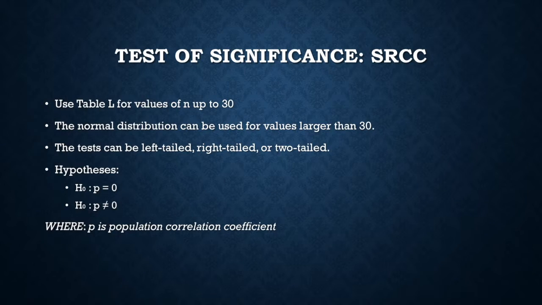Looking at the test of significance for the SRCC, we can use Table L for values of n up to 30, and the normal distribution can be used for values larger than 30. The test can be left-tailed, right-tailed, or two-tailed. Hypotheses are ρ equals 0 and ρ does not equal 0, where ρ is the population correlation coefficient.